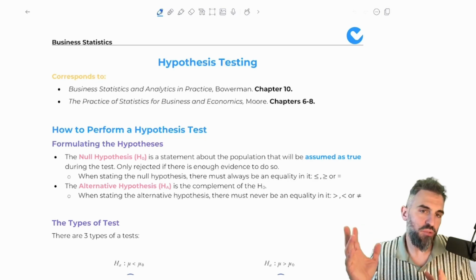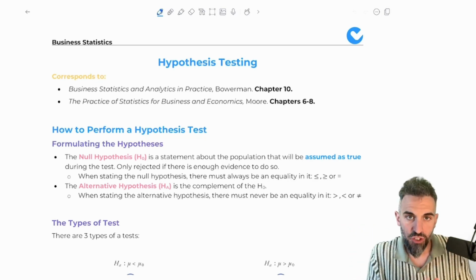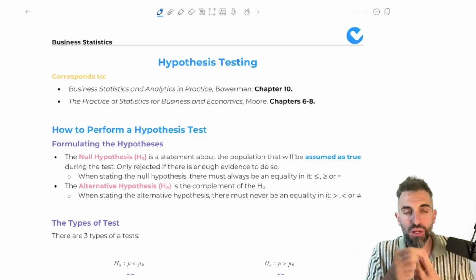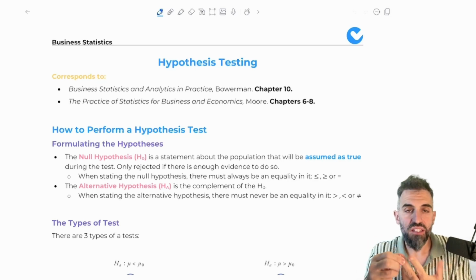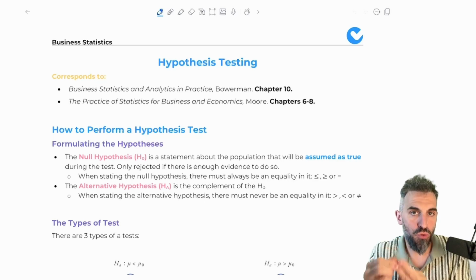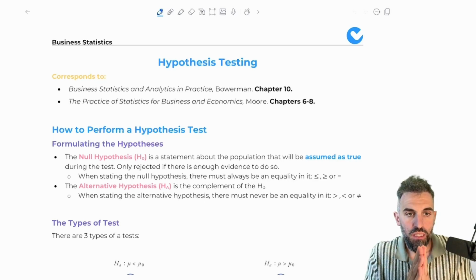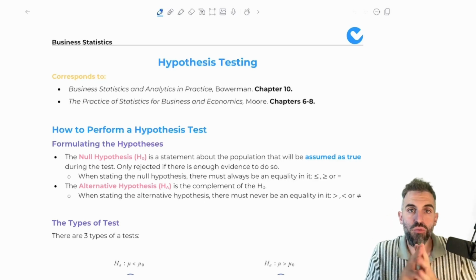Now, there are many different types of hypothesis tests. In this chapter, we're going to learn two. We're going to learn how to test a hypothesis about a population mean, or how to test a hypothesis about a population proportion. Okay. Now, before we get into that, you have to understand that there's always two hypotheses.